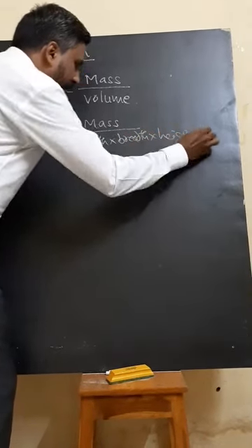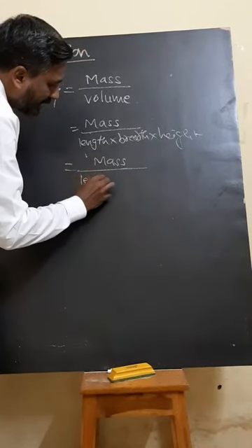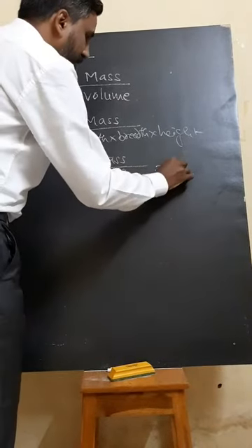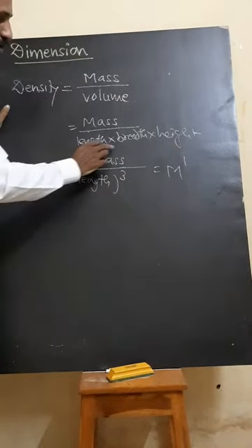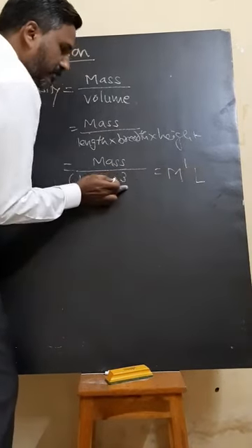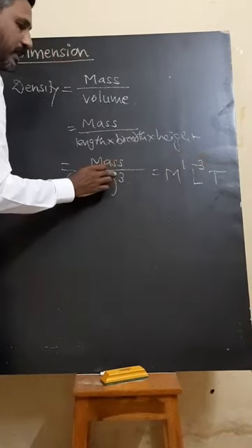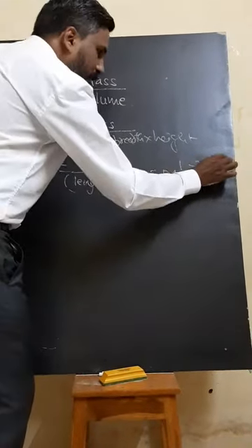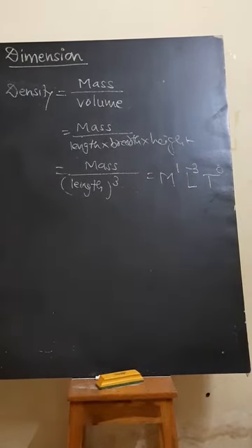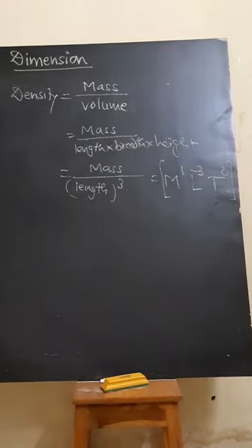So I am writing it in this way: mass divided by length cube, and then I get the dimensions M raised to 1. There is only one term related to mass, and L cube is in the denominator, but when it comes to the numerator, the power becomes negative, minus 3. There is no term related to time, so it becomes T raised to 0. And again we express it in square bracket form.